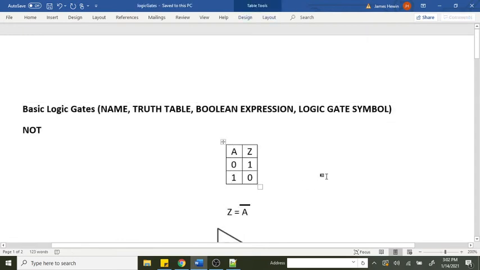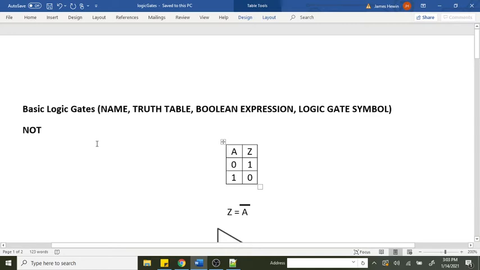In this video, I would like to discuss the 6 basic logic gates that you'll encounter in digital electronics. So I'm going to go through these one by one and tell you what the name is, show you what's called the truth table, the Boolean expression, and the logic gate symbol. So let's start with the easiest and the most basic gate, which is called a NOT gate.